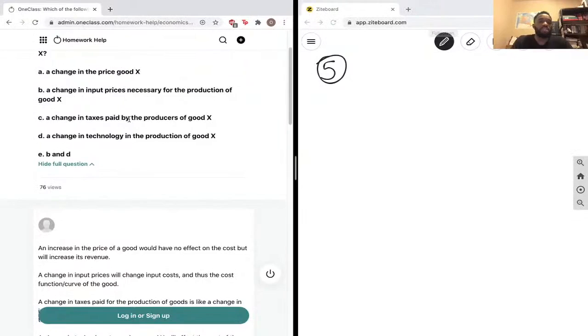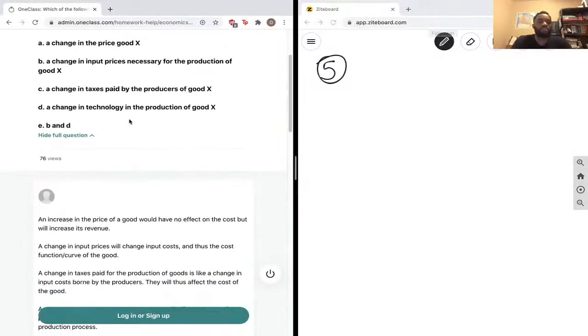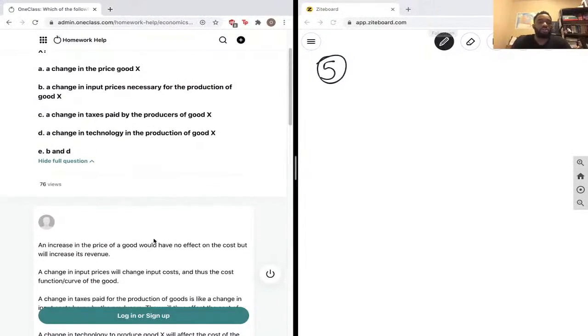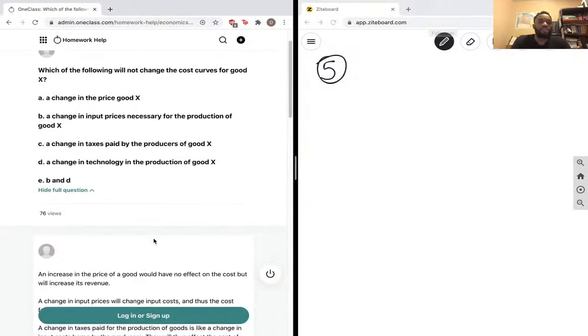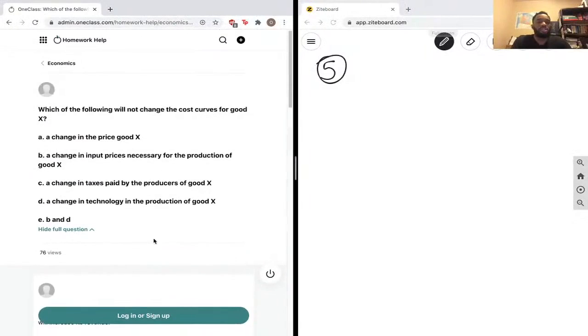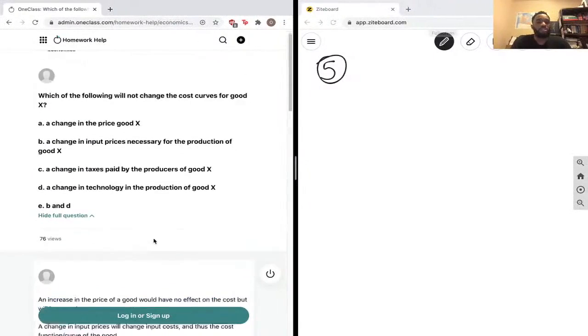Part C says a change in taxes paid by the producers of good X. And our tutor says a change in taxes paid for the production of goods is like a change in input costs borne by the producers. They will thus affect the cost of production. So again, if the producers are facing a tax, the cost of supplying the good might increase, and that affects cost of production.